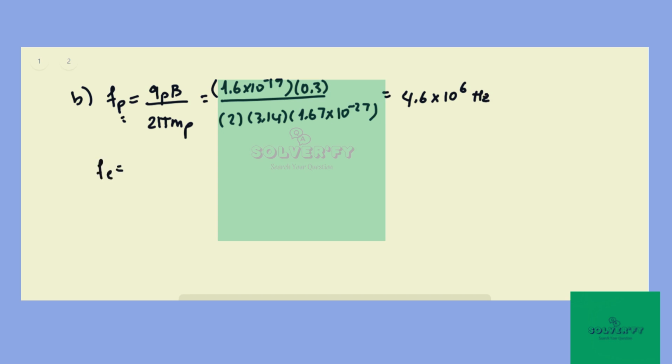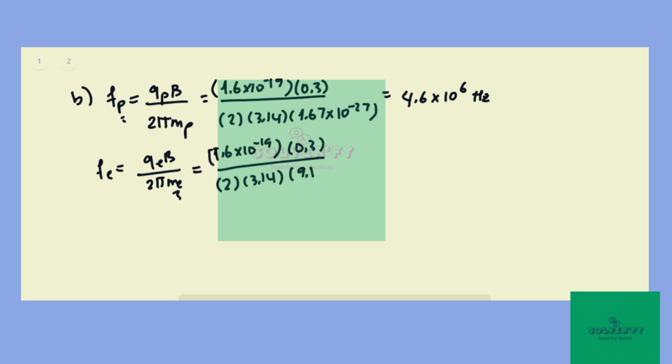If we did the same for an electron, q_e B over 2 pi m_e, the only difference is that now we have the mass of an electron: 1.6 times 10 to the negative 19 times 0.3 divided by 2 times 3.14 times 9.11 times 10 to the power negative 31. This is going to give us 8.4 times 10 to the power 9 hertz.